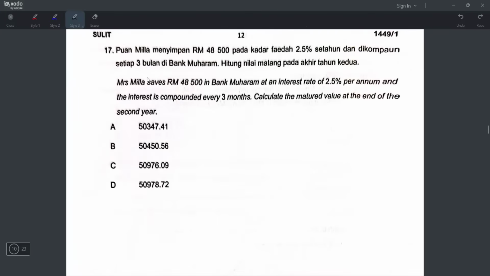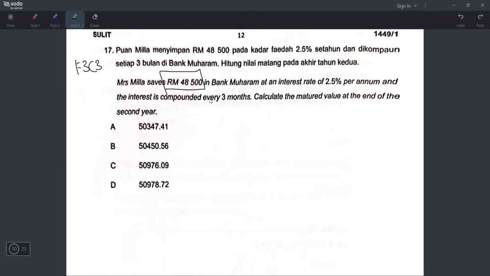17. Miss Mila saves 48500 in Bank Muharram at an interest. Okay, this one is from chapter 3, the consumer mathematics where you learn about simple interest, compound interest. So they already mentioned interest, but we need to check first whether it's a simple interest question or a compound interest question. Otherwise you will use the wrong formula.